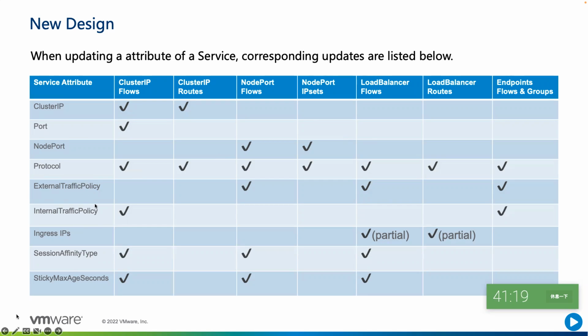For these attributes, I think only the related flows, routes, or IP sets should be updated. There is no need to uninstall them all and then reinstall them. It's unnecessary.